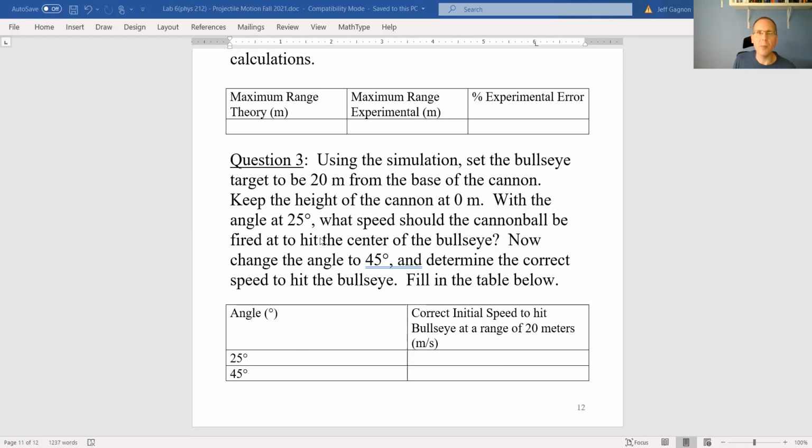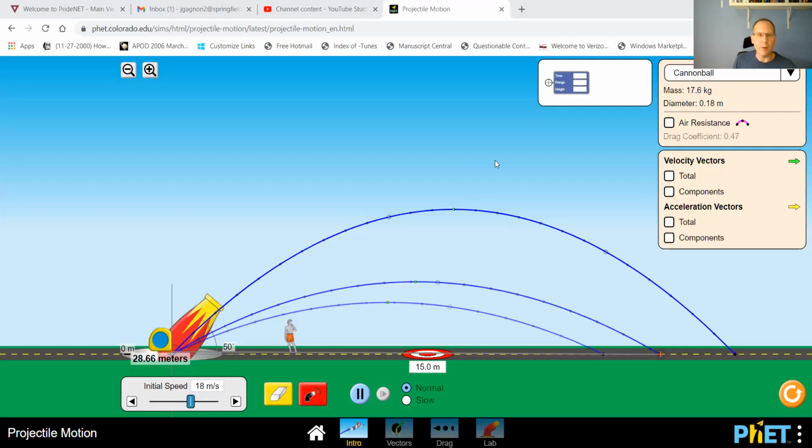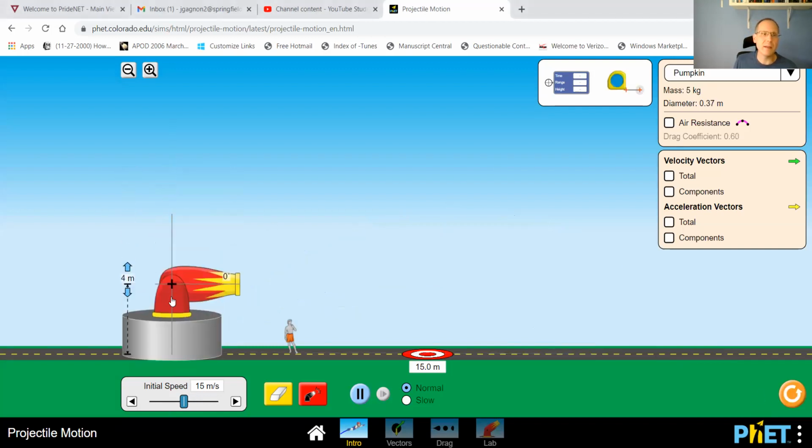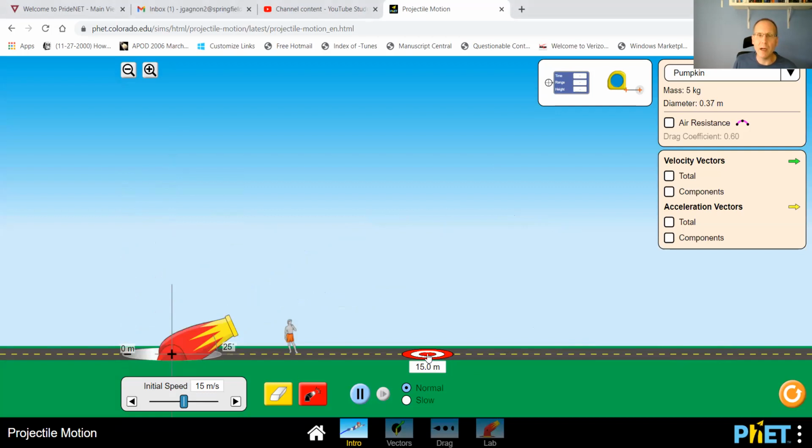So let me show you that quickly. If you go back to the simulation, by the way, if you want to clear out the simulation, you can just hit this reboot button here, this orange button, and change it. So you want this still at 0. Now we want to move this target to 20 meters. And the first angle is 25 degrees. And you're just kind of playing around with this to guess, to see. Let's say you think, I don't know, maybe 24 meters a second. That should hit it. Let me try that.